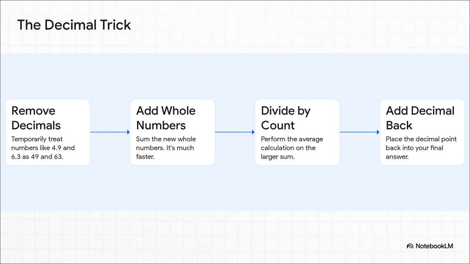You're gonna love this one. It's the decimal removal trick, and it is a game changer for speed. So instead of trying to add 4.9 and 6.3 under pressure, just pretend the decimals aren't there. Just add 49 and 63. You do all the math with nice, clean, whole numbers, and then only at the very, very end do you pop that decimal point back in. So much faster, so much less room for error.